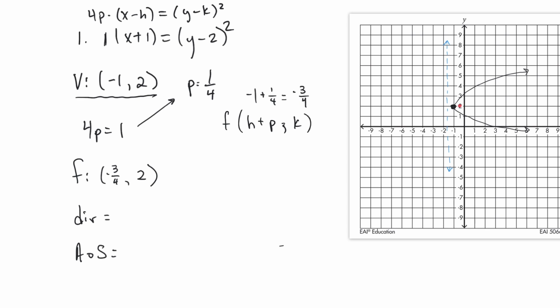The directrix is just the other way around. I'm going backwards, so I'm going to the left. If I work the directrix backwards, I'm going to be going h minus p. In that case, you would end up going -1 minus 1/4, which is going to give me -5/4, or you could say -1.25. I'm okay with decimals here.